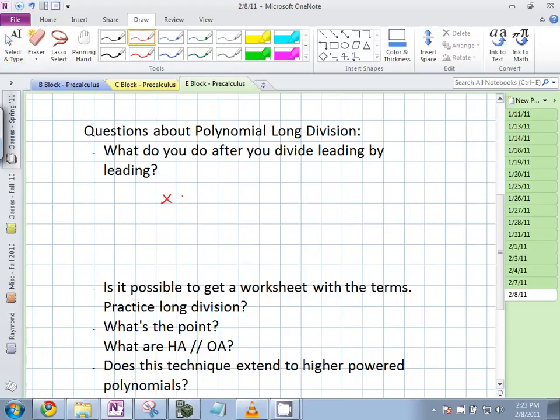Let's say you had x plus 1, and you're dividing it into, just like long division, how about 4x cubed minus 2x squared plus x plus 17. Leading means first, the leading term.